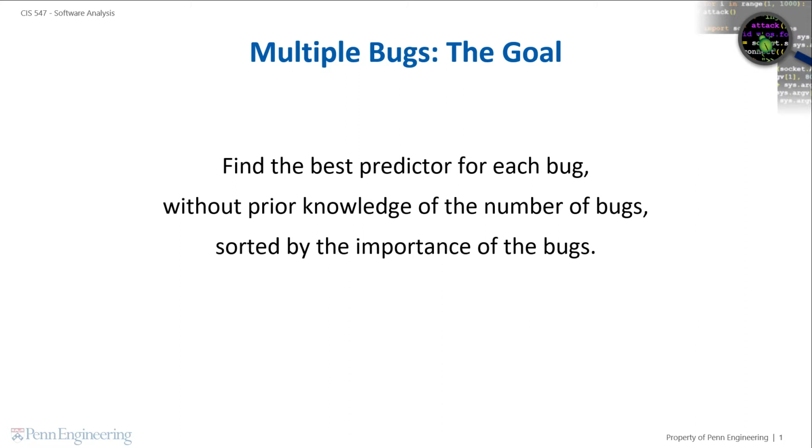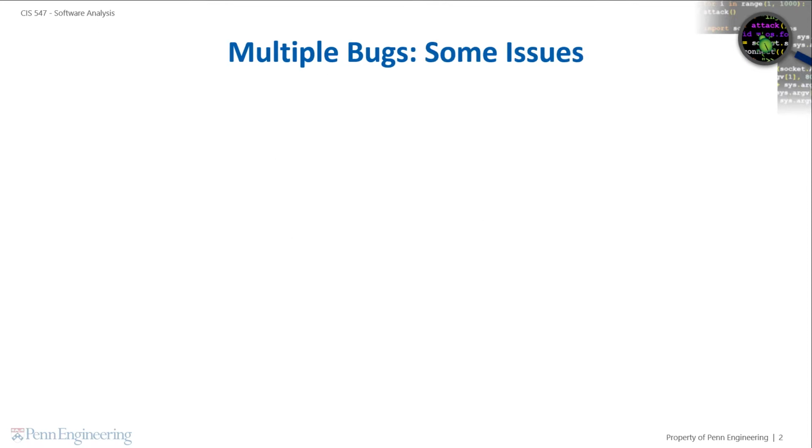Identifying the best predictor of each bug will help to focus our debugging effort in identifying the bug, whereas sorting these predicates by importance will allow us to prioritize our debugging and patching efforts towards the bugs that affect the most users. In trying to track multiple bugs via statistical debugging, we face new issues that we did not have to worry about when tracking down just one bug.